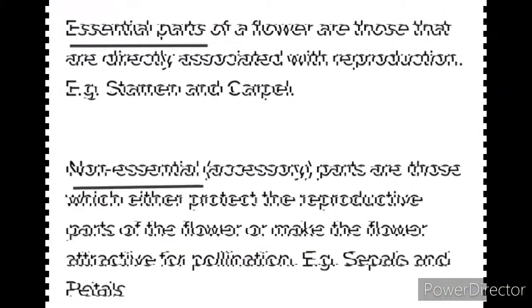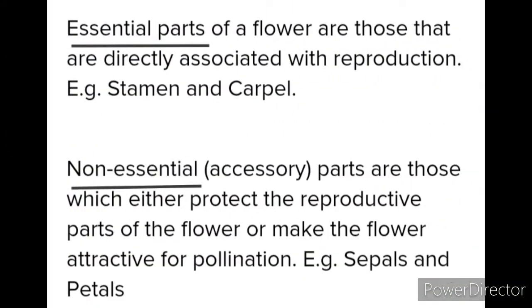So what is the meaning of essential? Essential means important. So these organs are involved directly in the process of reproduction. For example, the male organ called stamen and the female organ called pistil. Without any one organ, the particular flower is not able to do pollination, and seed formation will not take place. So these are very important organs, hence they are known as essential organs.